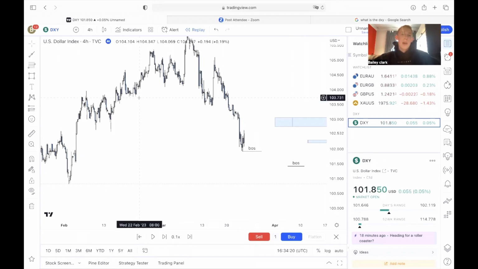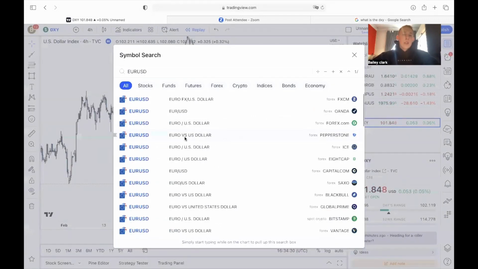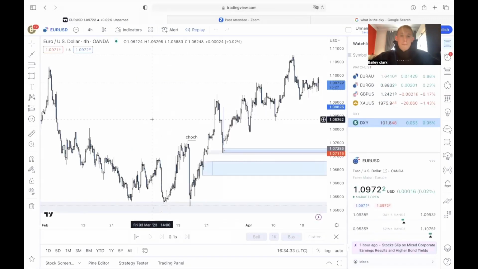So the second way that I actually use DXY is to spot if an area of supply or demand is actually invalid. So if I go through that now, if we get an empty chart.